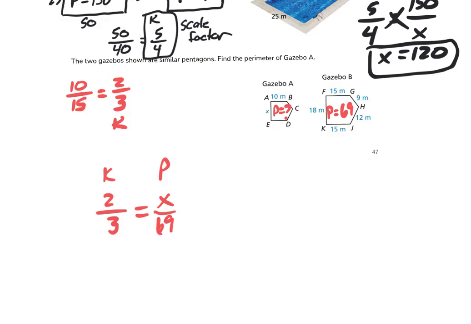So this one's a little bit different than the last one because I went small to big. Okay? It really doesn't matter if you go 2 to 3 or 3 to 2, as long as you stay in the same order. As long as I go small to big, small to big. And now once I have this set up, now I can cross multiply and solve. 69 times 2 divided by 3.